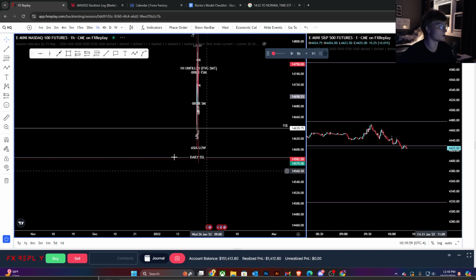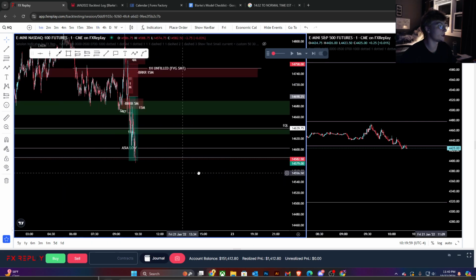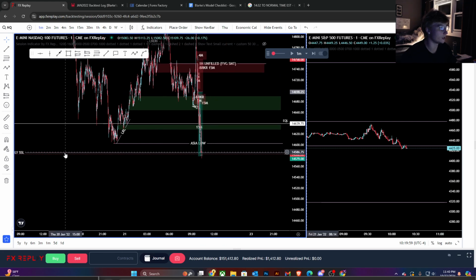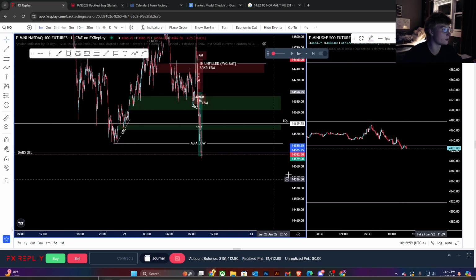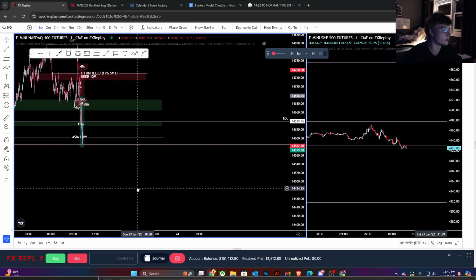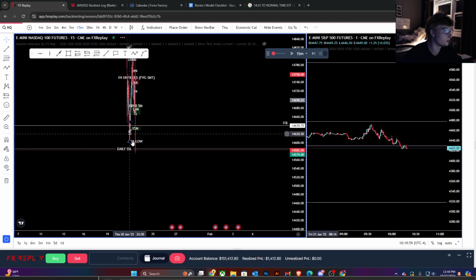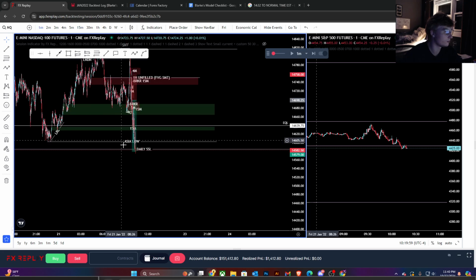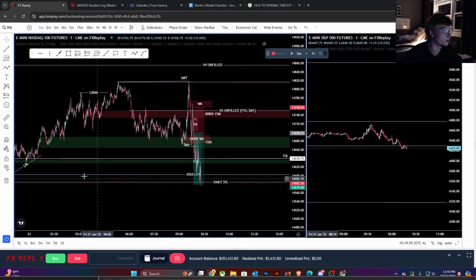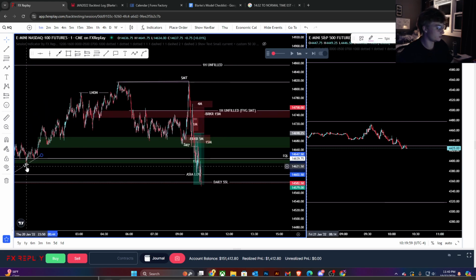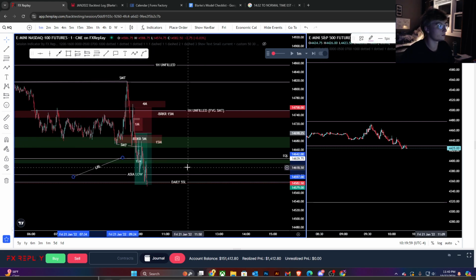Daily sell side was a very good draw on liquidity. I like how I played this. I like how I didn't take any partials. I didn't get fear. But yeah, I also want to show in the picture that there was a LRL.